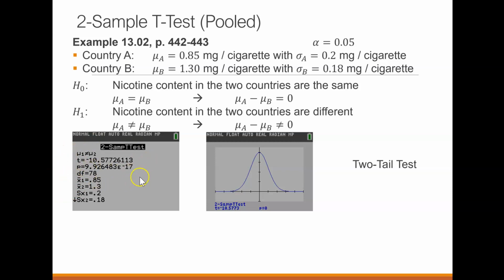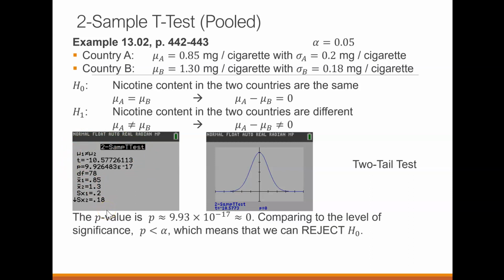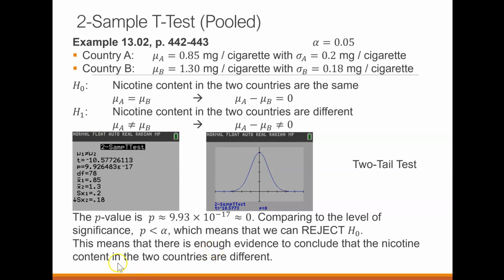So this is our output. Let's talk about what this stuff means. The p-value is close to 0, right? So the p-value is definitely less than 0.05. Remember, we were at a 5% level of significance. So we can reject the null hypothesis, which says that these two things had the same population mean. Everybody's okay with that? So the average nicotine content from the population in country A and country B is different. This means that the nicotine content in the two countries is different.